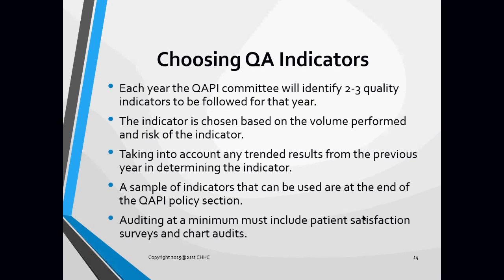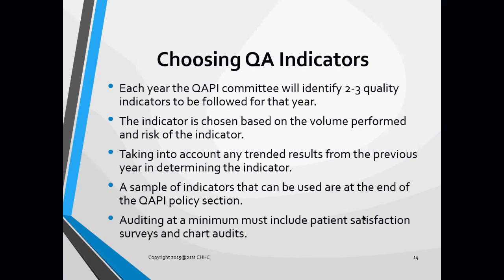Again, as those indicators are chosen, the QAPI committee is also going to look at any trended results from the previous year. So if the QAPI committee knows that there's been a lot of needle sticks from the year before, or maybe a lot of rehospitalizations, then more than likely that would be a prudent indicator for the QAPI committee to choose for the next year to monitor, because that's something that's going to put the agency at risk if it continues or if it becomes more of a problem.